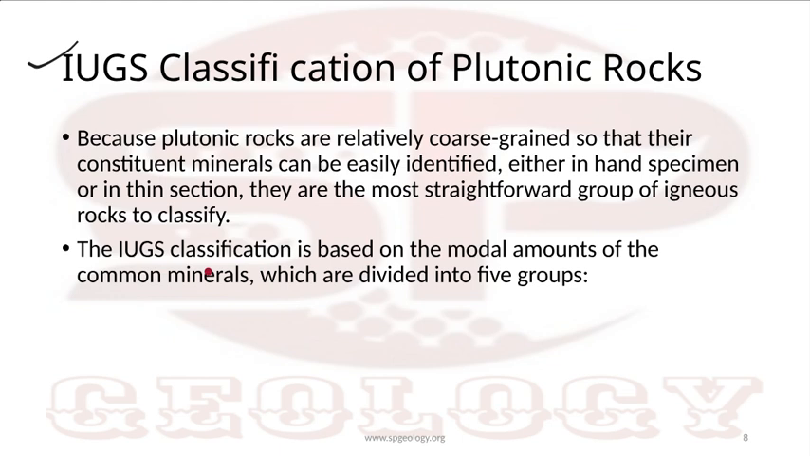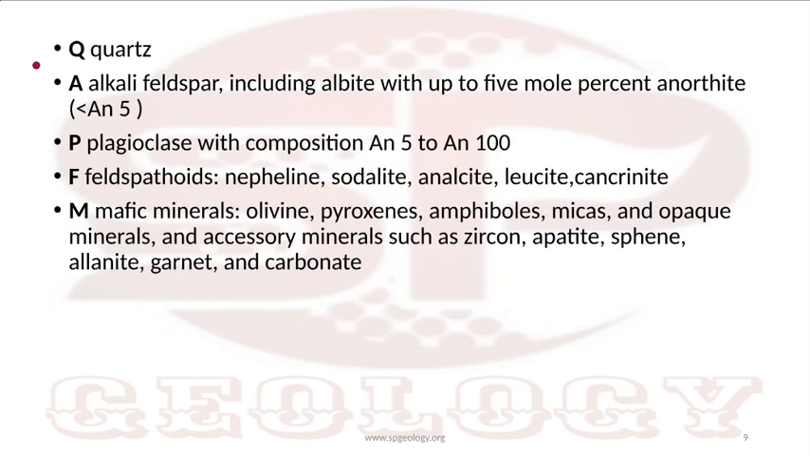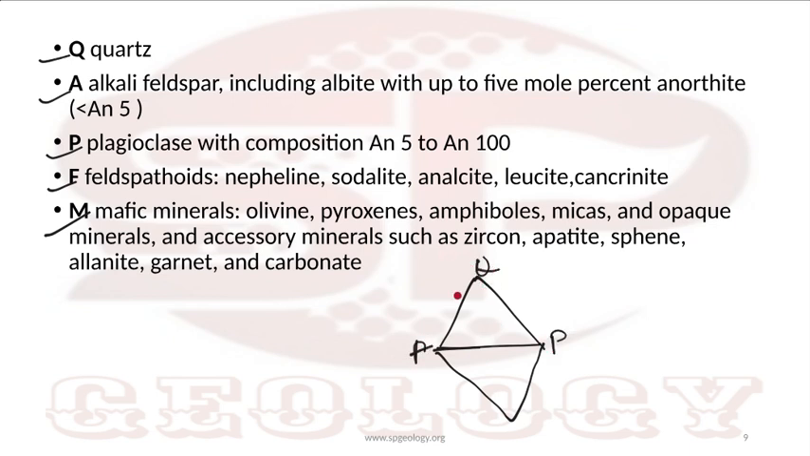Similarly, by this calculation, we represent the IUGS classification, which consists of quartz, alkali feldspar, plagioclase feldspar, and mafic minerals. There are two triangles like this, joined together. One is the QAP triangle, where Q stands for quartz, A for alkali feldspar, P for plagioclase feldspar. Then we have F for feldspathoid. That is the QAPF diagram.